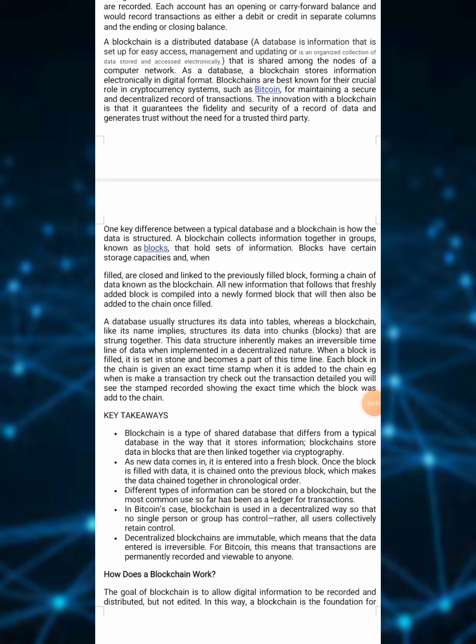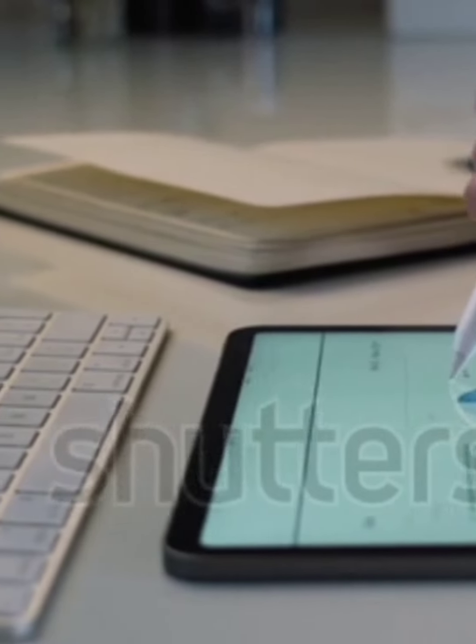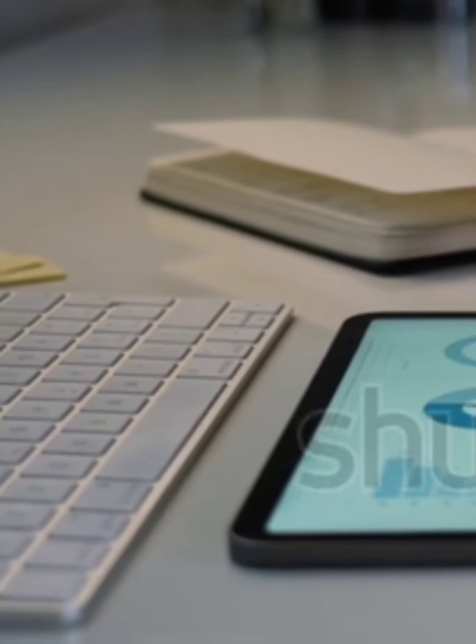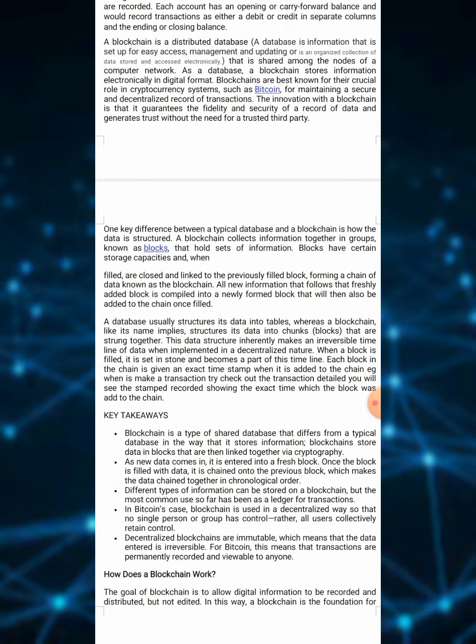So guys, what is the main goal of this blockchain technology? The goal of blockchain is to allow digital information to be recorded and distributed, but not edited. This information is recorded and distributed to different computers, but it's not altered. It is the same information, but it is distributed to different computers to secure it and to prevent alteration of this information.